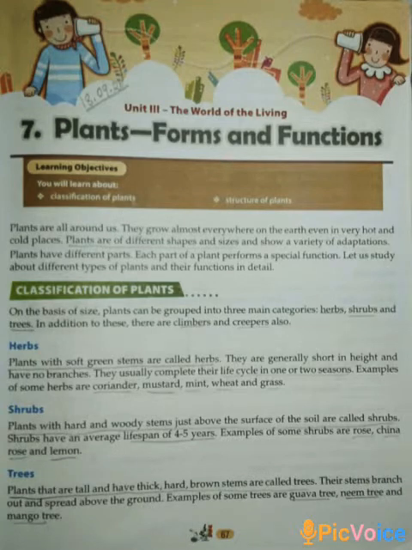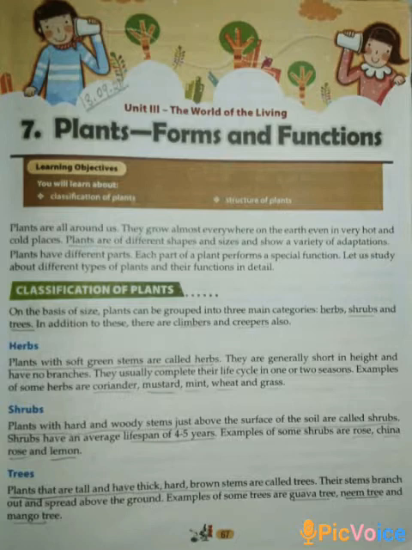Then shrubs. Plants with hard and woody stems just above the surface of the soil are called shrubs. Shrubs have an average lifespan of 4 to 5 years. For example, rose, China rose and lemon.